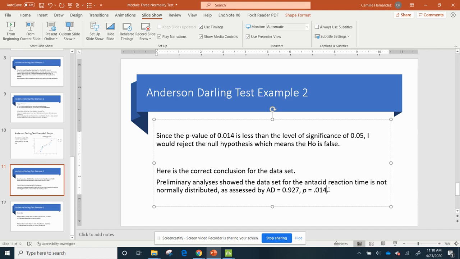So for this data set, preliminary analysis shows that the data set for the antacid reaction time is not normally distributed, as assessed by an AD of 0.927 and a p-value of 0.014.